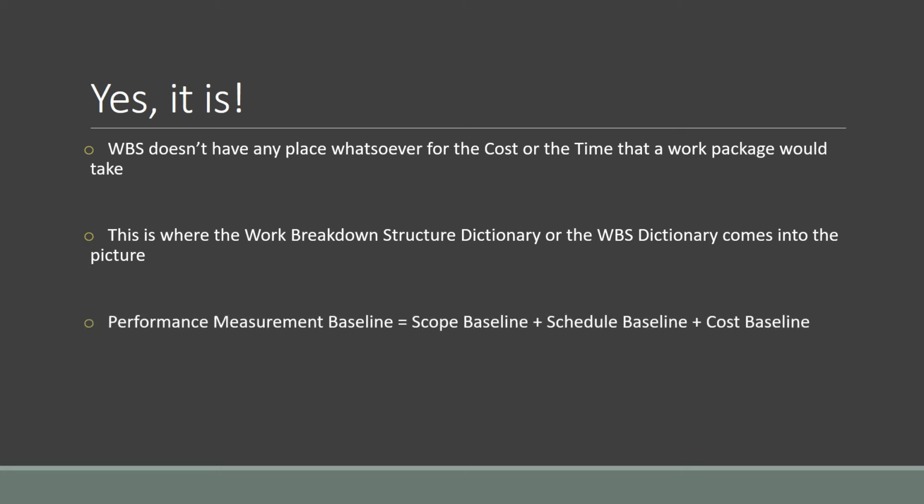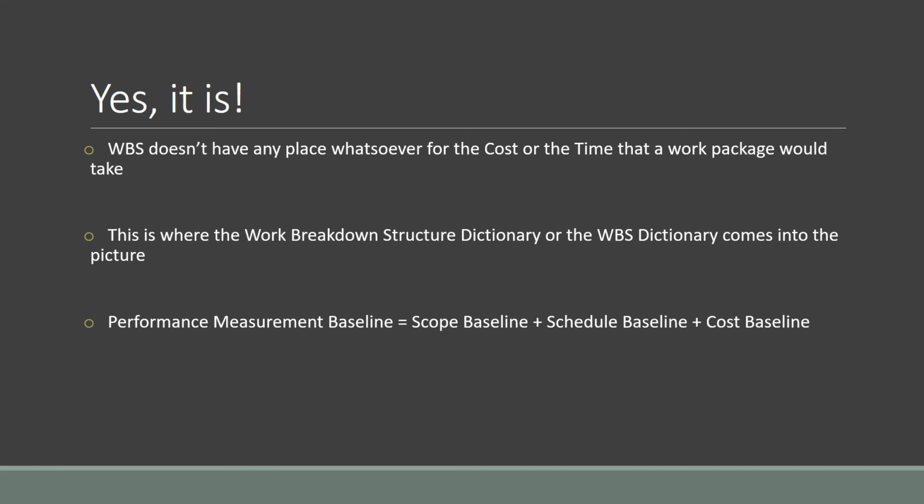If you're still wondering, if you're still lost, we discussed the performance measurement baseline some time ago, and that was scope baseline, schedule baseline, cost baseline, right? This was the formula. Your scope baseline, your schedule baseline, and your cost baseline make up the performance measurement baseline, also known as the PMB.